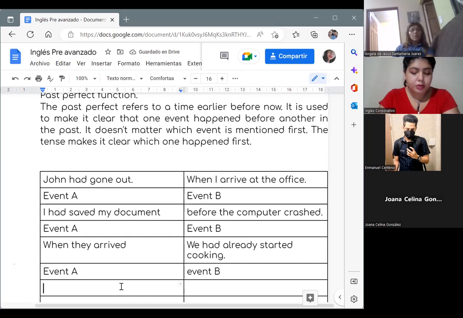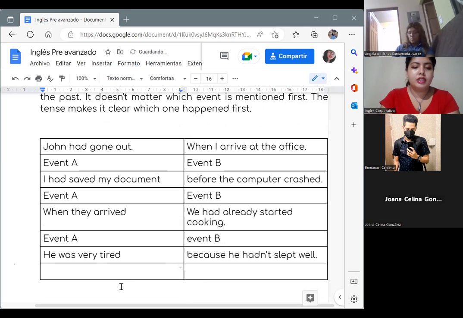And the last one: he was very tired because he hadn't slept well. So this one is event B, and this one is event A. Because he hadn't slept well, he was very tired. So in that case, we are given the explanation first, and then we say what he is like.